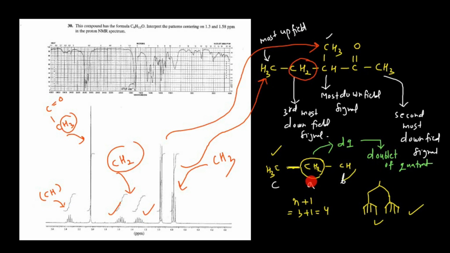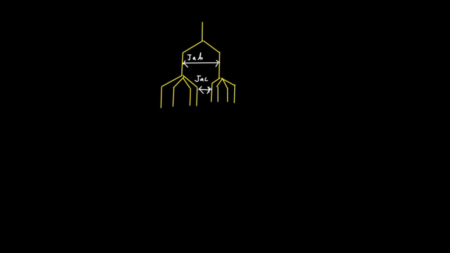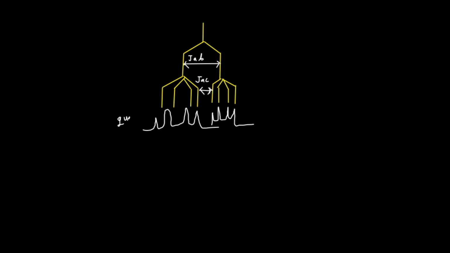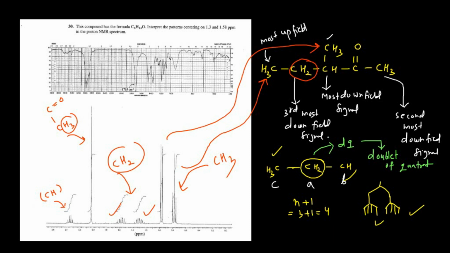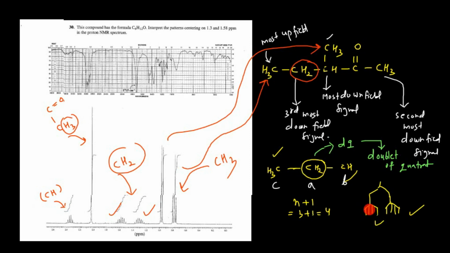Previously it was coupled with this one, JAB. Now it is coupling with this one, that is JAC. And you are having this 1 2 3 4 5 6 7 8 pattern. I'm drawing the peaks here, so this will produce a pattern like that. They are quartets. This is known as a doublet of quartets. So this CH2 will produce a doublet of quartets.